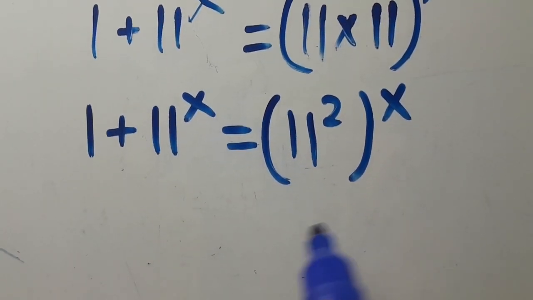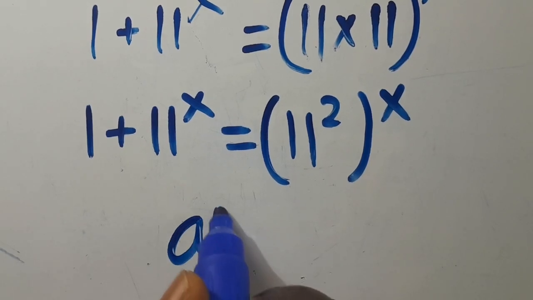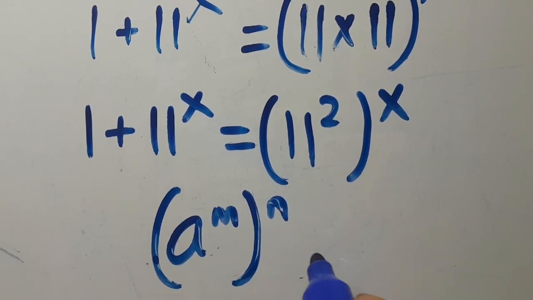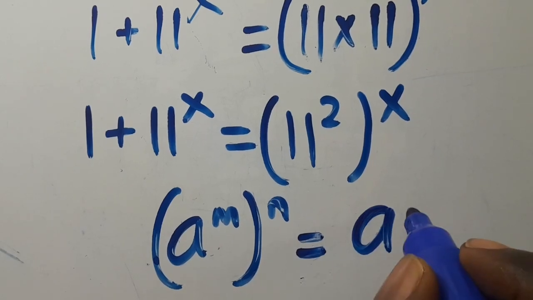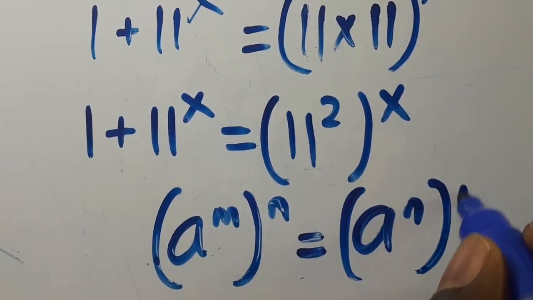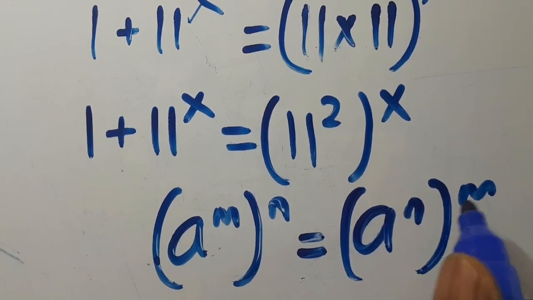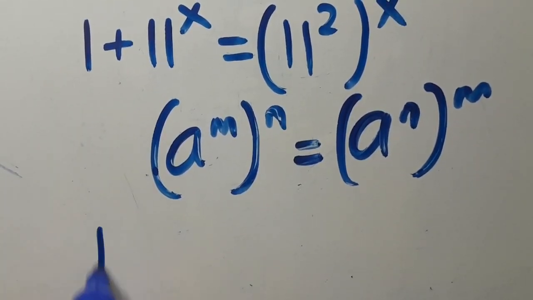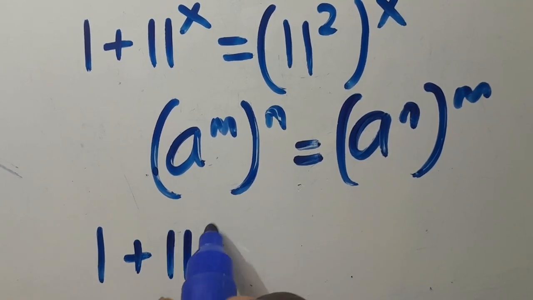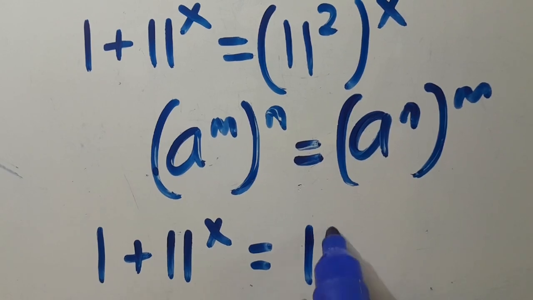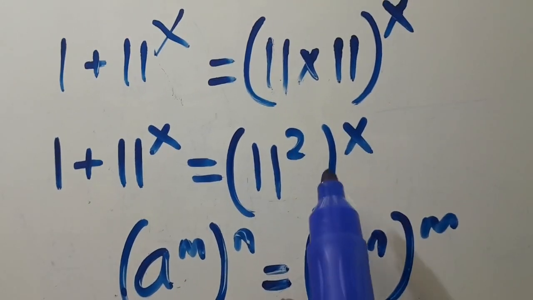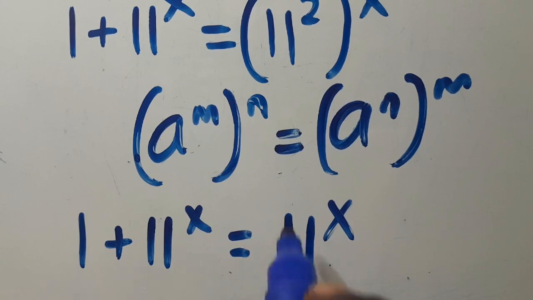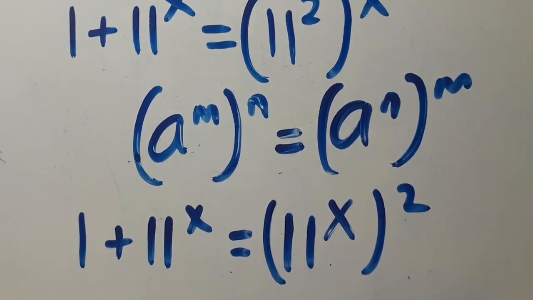According to law of indices, when you have a to the power of m, all in bracket, to the power of n, this can be simplified to be equals a to the power of n, again in bracket, to the power of m. That is, we can interchange the power. So let us apply it here. Then we are going to have 1 plus 11 to the power of x equals 11. Then let's interchange this power. Then we're going to have here to be x, then all in bracket, to the power of 2.